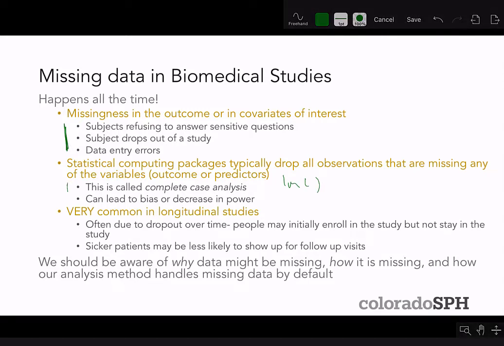And when this happens, this is called the complete cases analysis, or complete case analysis of your data, because it deals with only observations or rows in which you have no missing values in the outcome or any of the predictors. And in a lot of cases, this is fine, but in other cases, this can lead to a bias because if missingness is happening because of something that's related to the covariates or the outcome of interest, or it can lead to a decrease in power because it causes you to lose sample size.